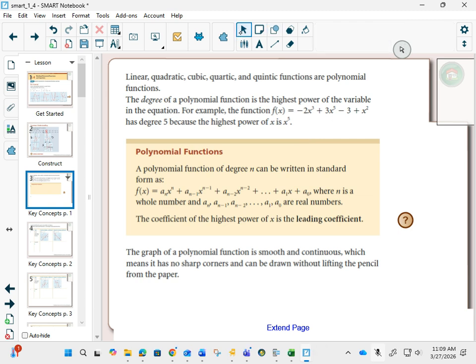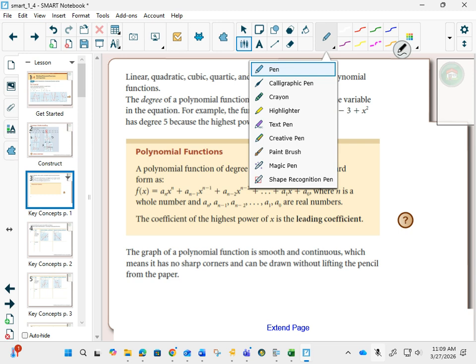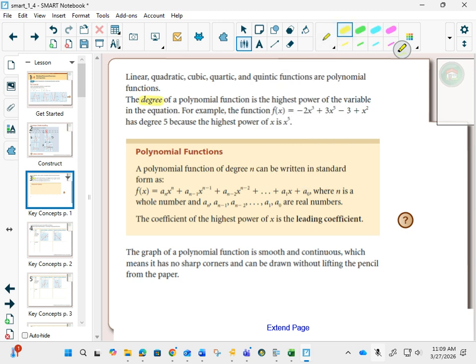So if I take out my highlighter here, the degree of a polynomial function is the highest power. So the highest power here is an x to the 5. We would say it has a degree of 5. Okay? Once you find that degree of 5, so this is my highest power here, the number in front of that highest power is called the leading coefficient.